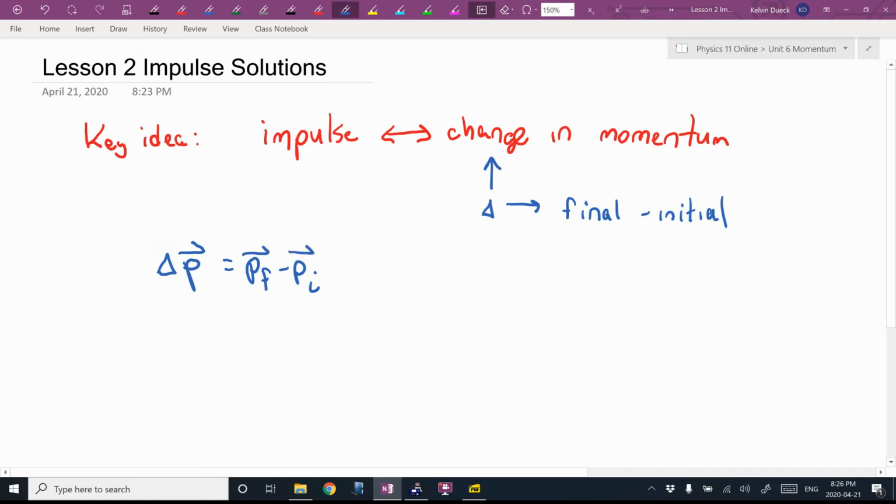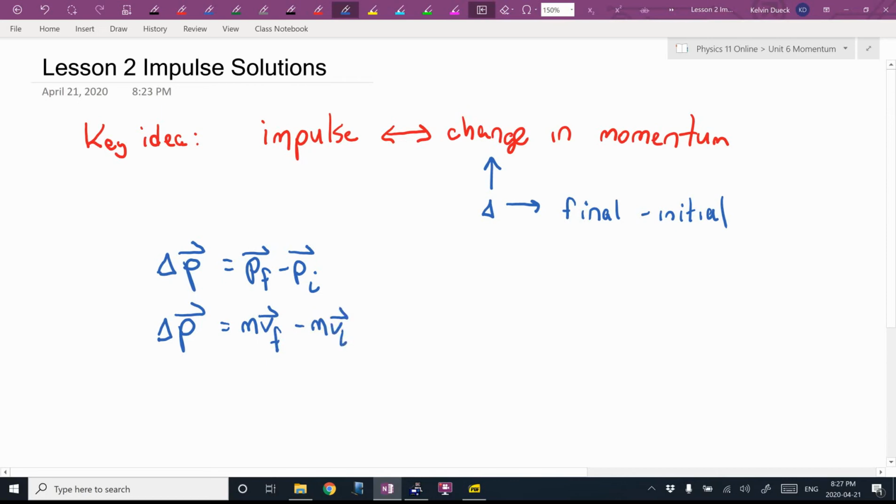Pay careful attention to directions. If you notice there's a change in direction where you were going north and now you're going south, or you were going east and now you're going west, or you're going up and now you're going down, make sure you let one way be positive and one way be negative. But the most common one that we use is this. Impulse is mv final minus mv initial.